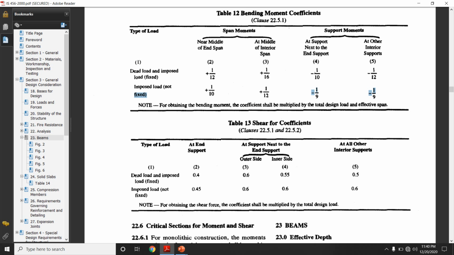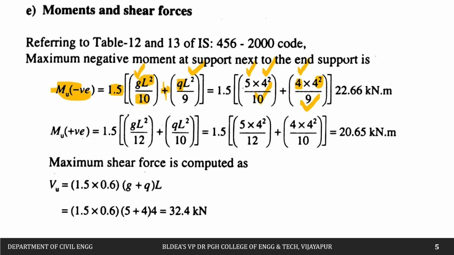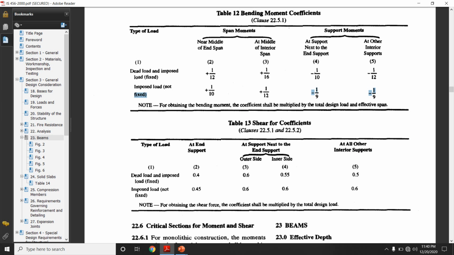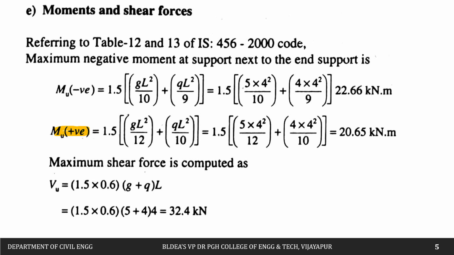So in the table if you see, they have given a negative sign which indicates only the negative moments. So if you calculate, we'll be getting the answer as 22.66 kilonewton meters. Then next we'll try to calculate the positive moment. So for positive moment, like for span moments, we'll use this coefficient. For dead load it is 1 by 12 and for live load it is 1 by 10.